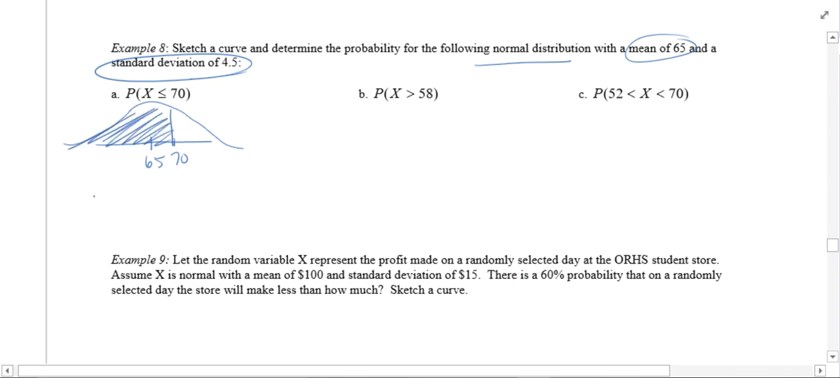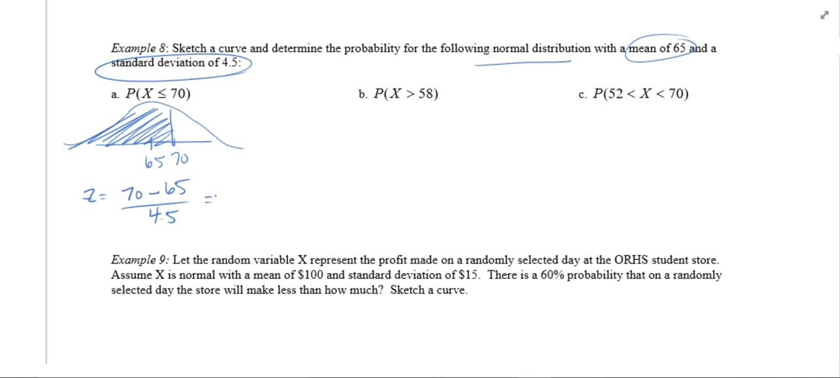Okay. First step, we know we'll find a z-score. So our z-score, the value would be 70 minus the mean, so 65, divided by the standard deviation. So if you don't already have your calculator, go ahead and grab your calculator. I want you to go ahead and calculate that. Okay, so you should get 1.11. So that's the z-score. That tells us how far above the mean it is.